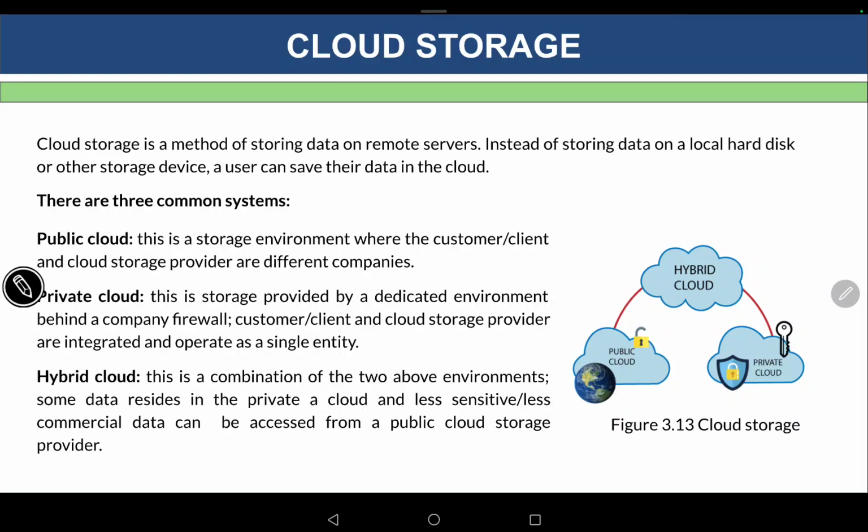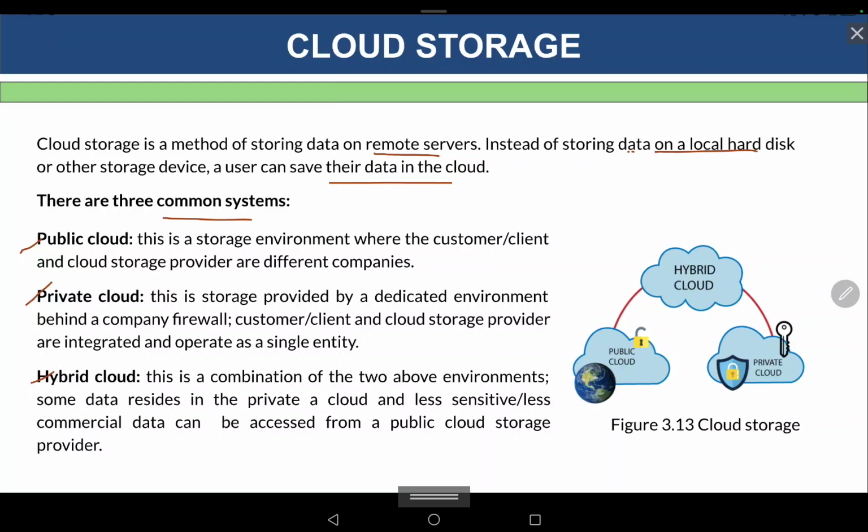Now let's look at the topic cloud storage. So cloud storage is another method of storing data on remote servers. So instead of storing your data on a local disk drive, this data can be saved in the cloud, and this is accessible via internet. Now there are 3 common systems of cloud storage. We have the public cloud, private cloud, and hybrid cloud.